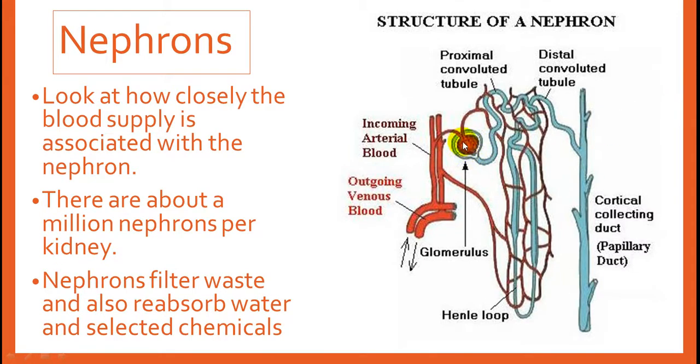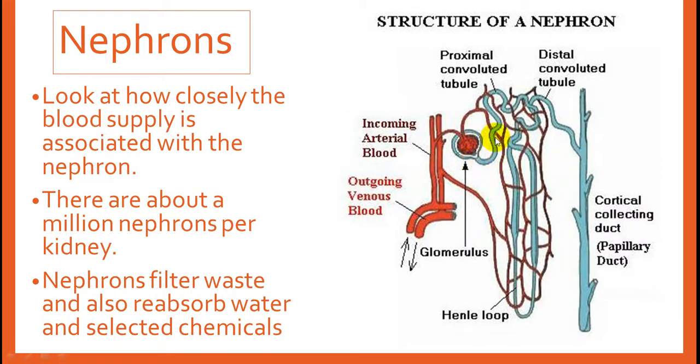All right, so what happens is this comes right in to a very sensitive filter on the inside of the Bowman's capsule, and then it shoots a bunch of stuff through there. Basically, all the liquid portion of your blood goes into the nephron. Isn't that crazy? All the liquid portion of your blood goes into the nephron, into the blue tubule right here.